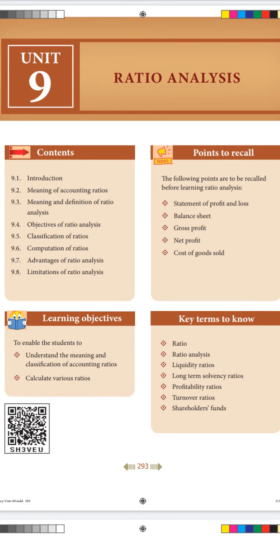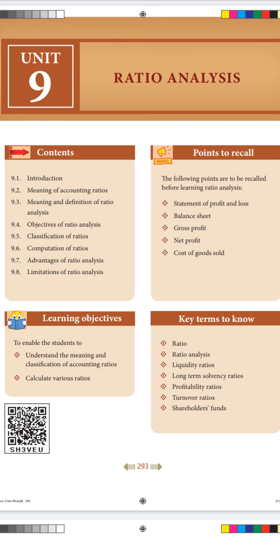Good morning, students. Today we'll see the topic ratio analysis. Here in this ratio analysis, we'll see the introduction part, meaning of accounting ratios, meaning and definition of ratio analysis, objectives, classification, computation of ratios, their advantages and limitations.